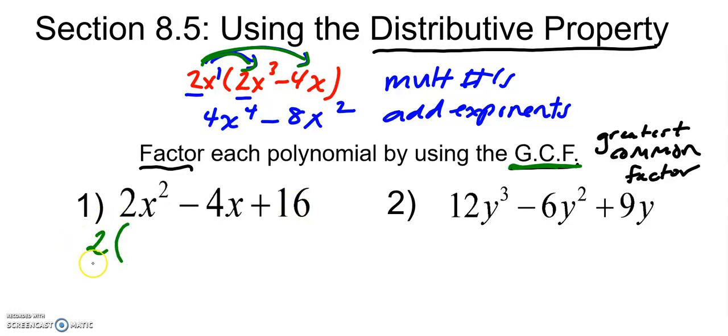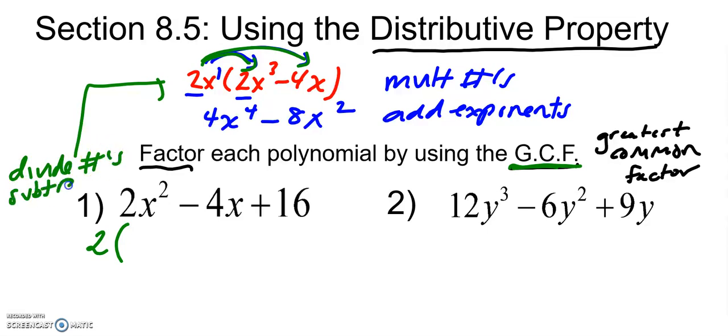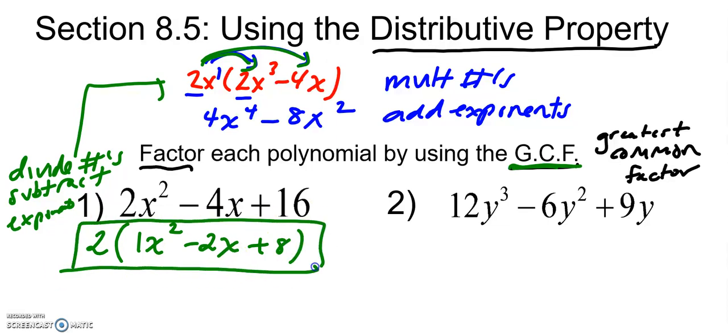And so what we do is we leave the 2 in front, and then we think division and ask ourselves what's left over. Because again, these problems are literally the opposite of this idea. So instead of multiplying the numbers and adding the exponents, what we're going to do in these problems is divide the numbers and subtract the exponents. So in this example, if I take a 2 out of 2x squared, 2 divided by 2 gets me 1x squared. 2 into negative 4, or divided, is minus 2x. 2 into 16 is 8. So this would be my answer when I take out the greatest common factor of 2.